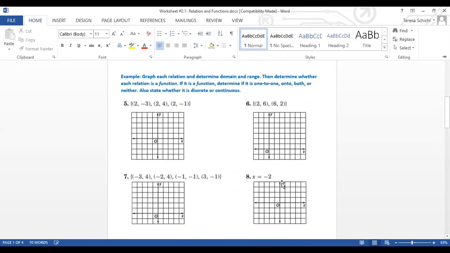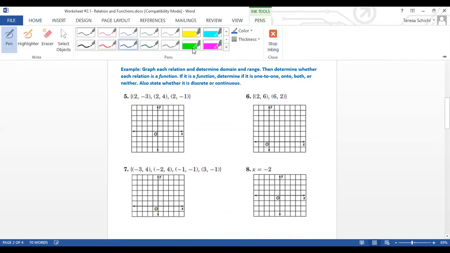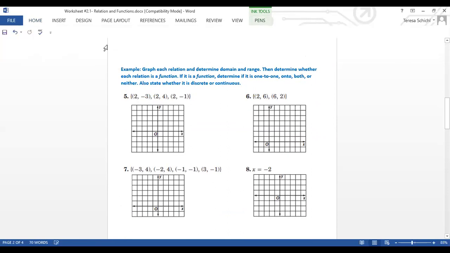Okay, let's take a look at example number 2 here, right? So let's say: graph each relation and determine the domain and range here. Then determine whether the relation is a function. If it's a function, is it one-to-one, onto, both or neither. Okay, so this is a different type of problem here. They give us points, right? So remember when they give us a pair, the first one is x, and this is my y here.